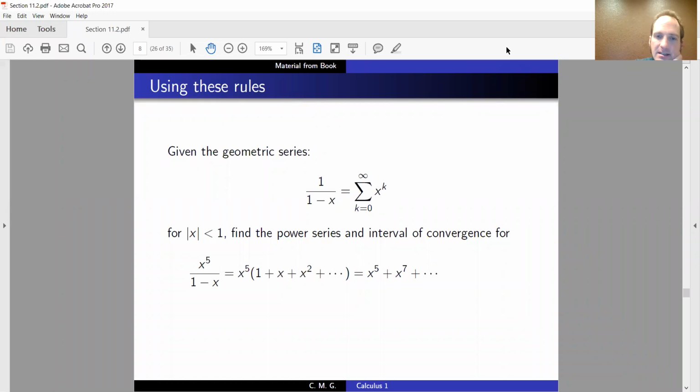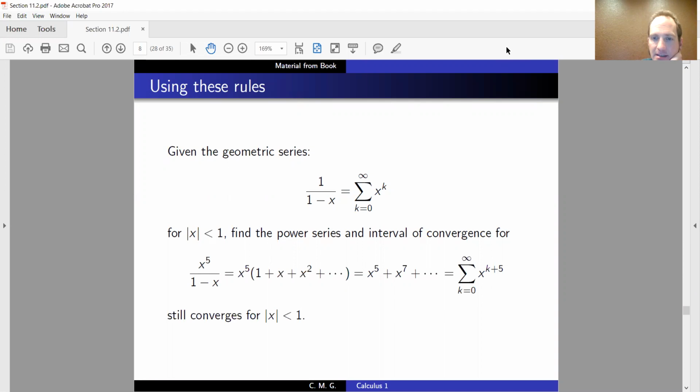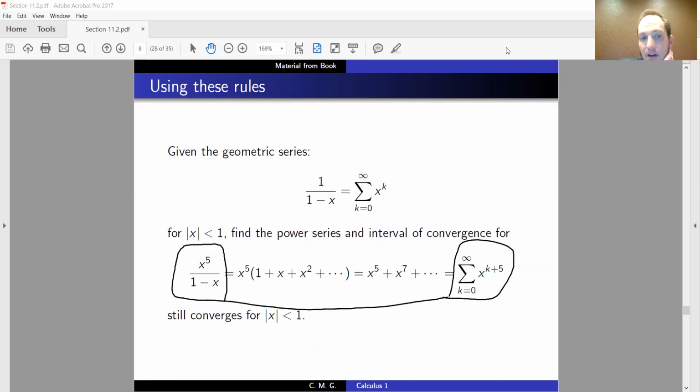So I think about this as a sum of x to the fifth, x to the sixth, x to the seventh, and so on. I have x to the k plus 5. This will still converge for absolute value of x less than 1, so it's going to converge on that same interval. And it's convergent to, in fact, this sum of x to the k plus 5. So the function x to the fifth over 1 minus x has a power series expansion, an infinite polynomial expansion, as the sum of x to the k plus 5.